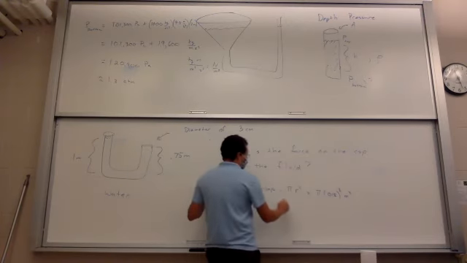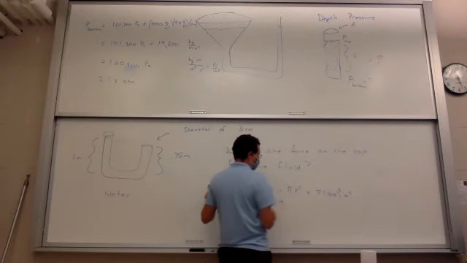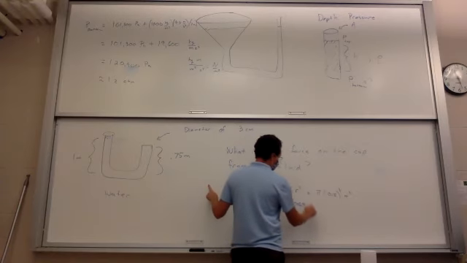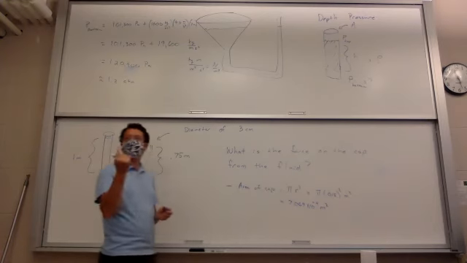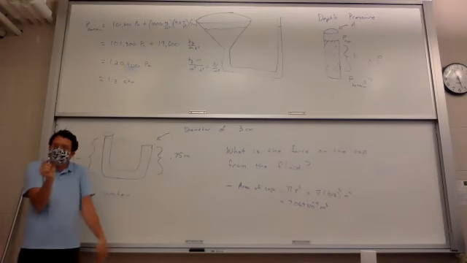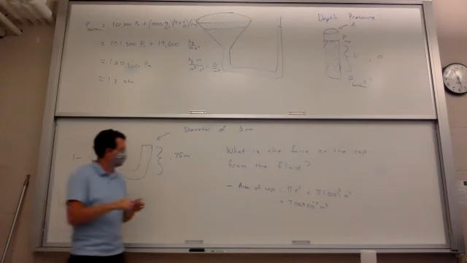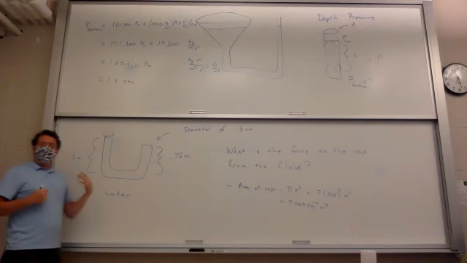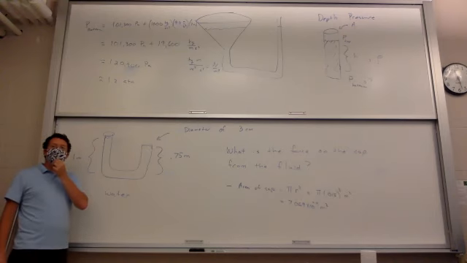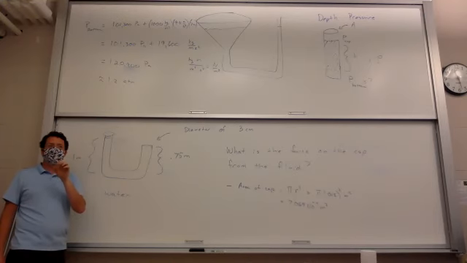Someone who's done that, what do you get? 7.069 times 10⁻⁴. It's tiny because a meter squared is this big, and we're talking about a little thing, so it's going to be tiny.